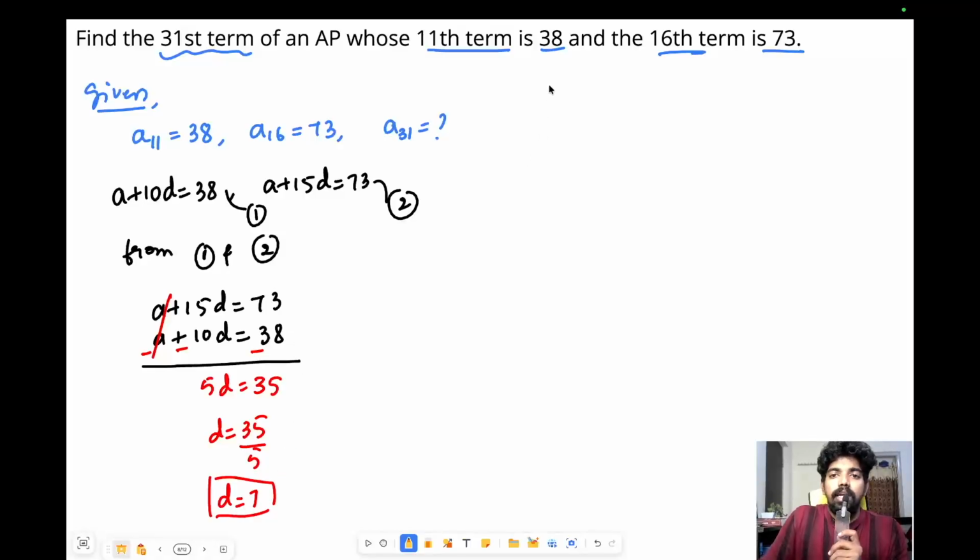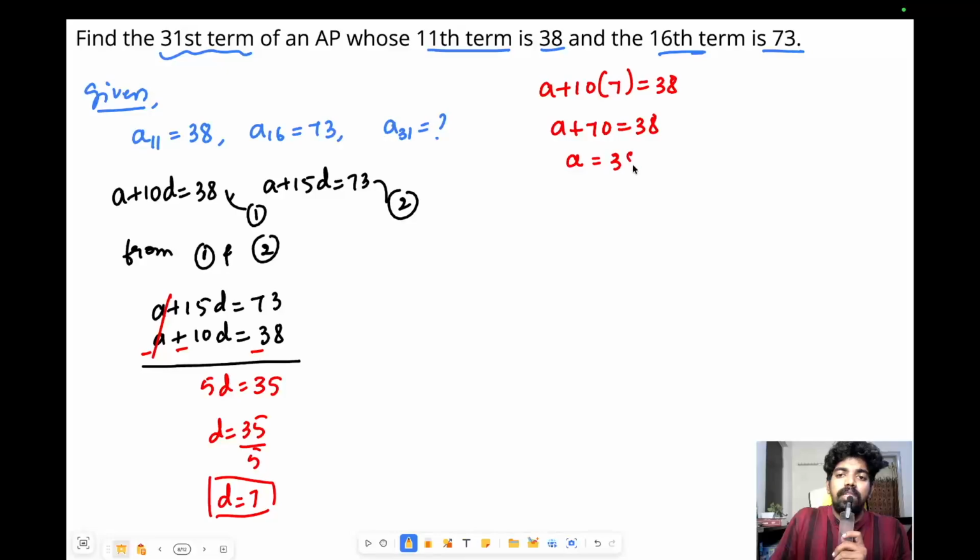If you apply, what will you get? A plus 10 into 7 is equal to 38. A plus 70 is equal to 38. If you transpose 70 to that side, it will become 38 minus 70. What is 38 minus 70? It is minus 32. Now you have got the A value, you have got the D value.